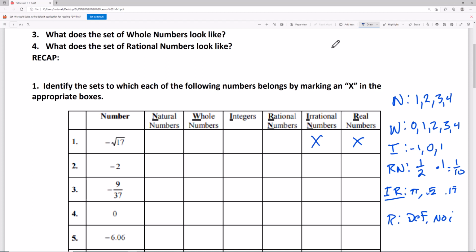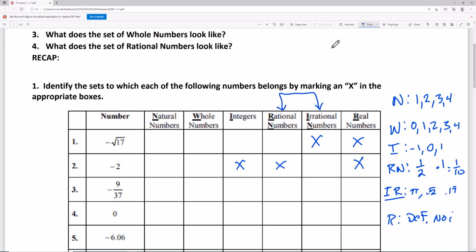-2, it's not a natural number, it's not a whole number, because those can only be positive or 0. It is an integer, because they're allowed to be negative. It's rational, because I can turn it into a fraction, -2/1. Now, for rational and irrational, it's only one or the other. So if you know it's rational, you don't even have to think about it being irrational. And then it's a real number because it's definable.